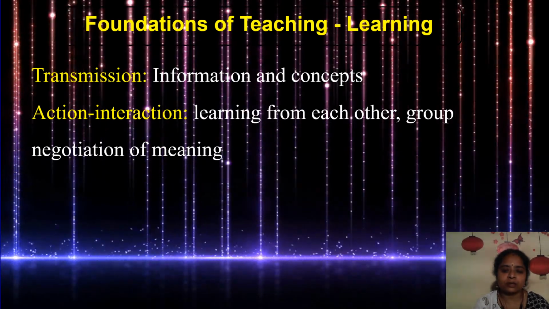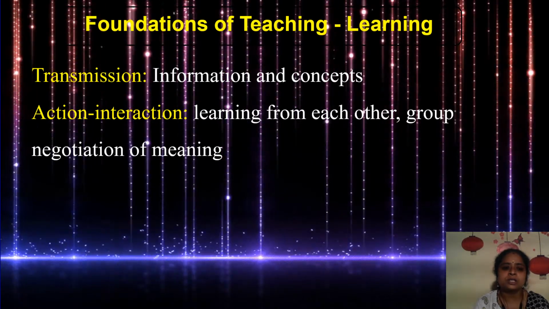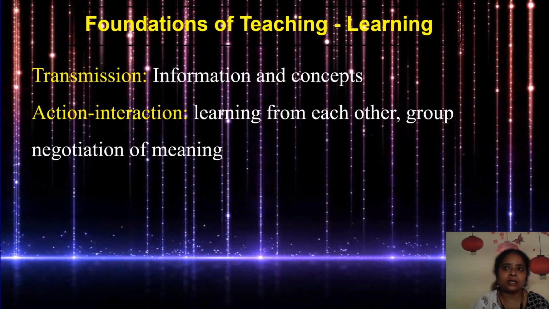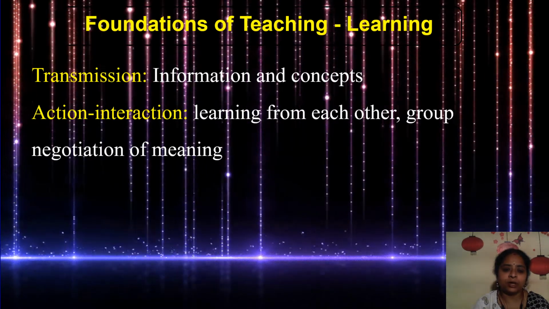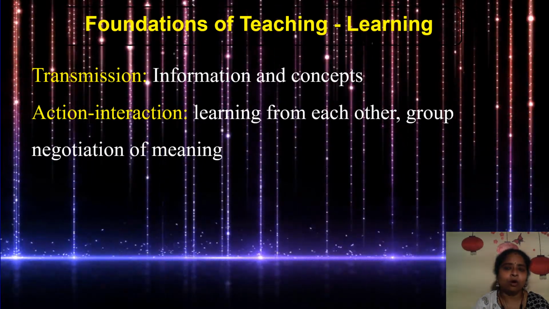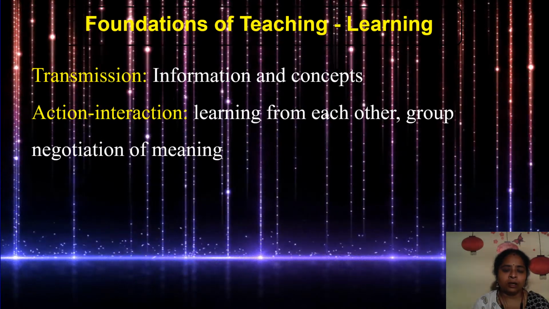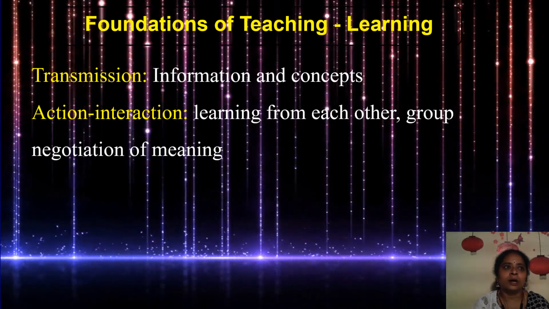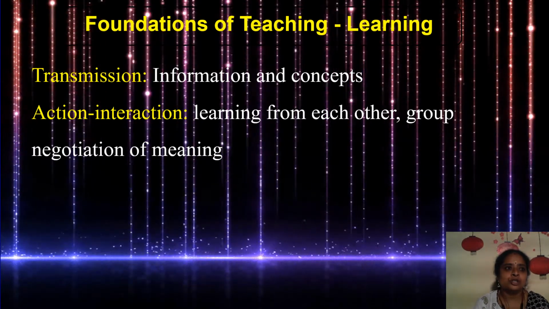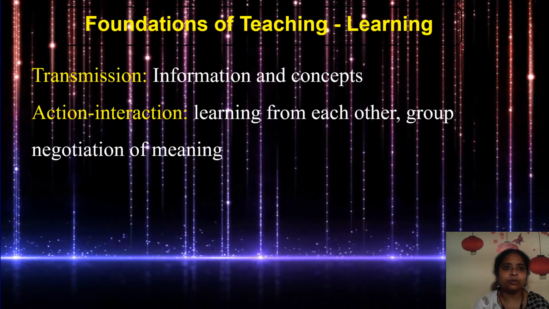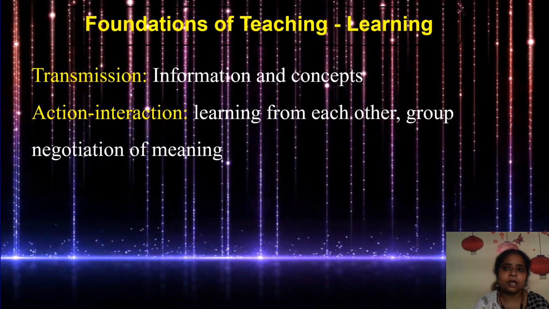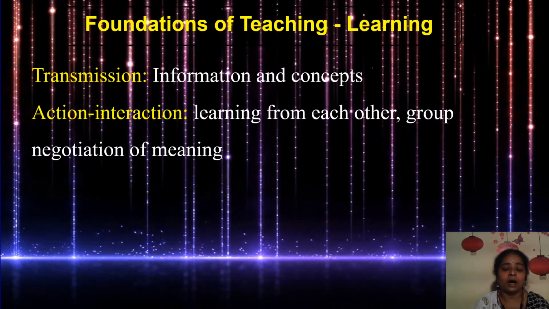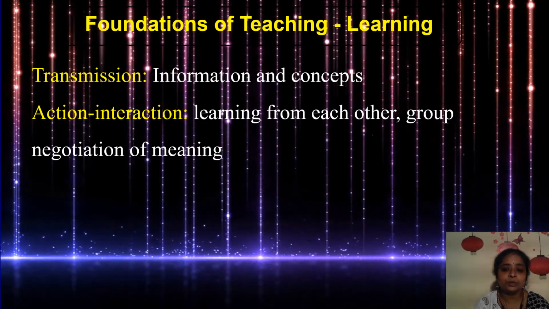What is action interaction? A learner is expected to be a part of the teaching learning process where they actively participate and acquire knowledge by experiential learning, learning by doing, or active learning. Group negotiation of meaning is the ability to take up knowledge or to reject knowledge. A group discussion helps them to learn more and understand what is to be adapted or accepted and what is to be left over.